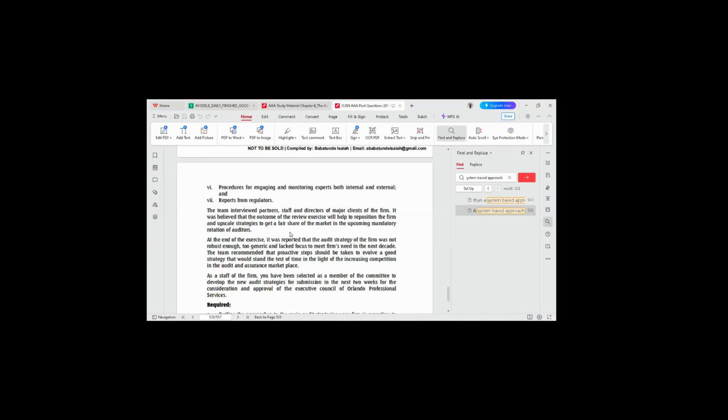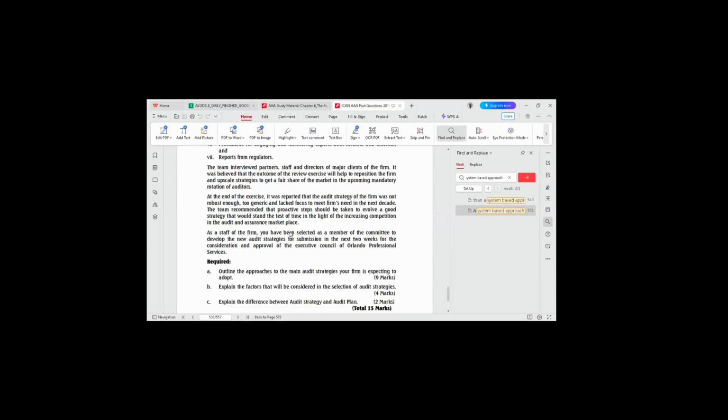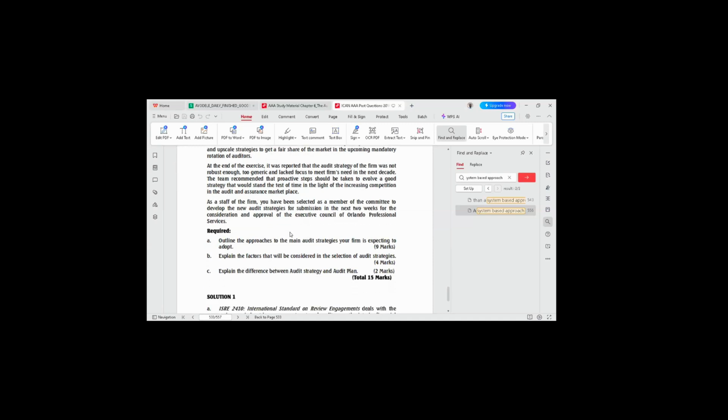As a staff of the firm, you have been selected as a member of the committee to develop the new audit strategy for submission in the next 2 weeks, for the consideration and approval of the Executive Council of Orlando Professional Services. Required: 1. Outline the approaches to the main audit strategies your firm is expecting to adopt. 2. Explain factors that will be considered in the selection of the audit strategy. 3. Explain the difference between audit strategy and audit plan. All right, that's the question.